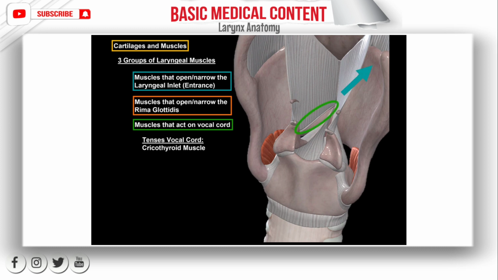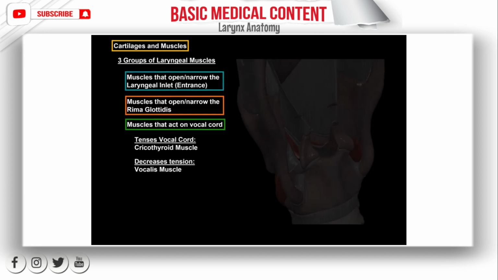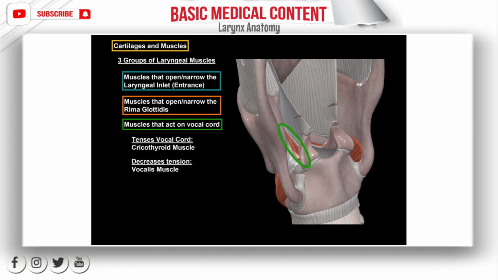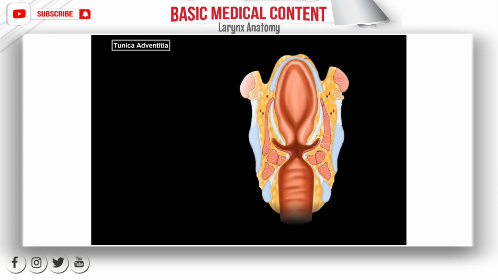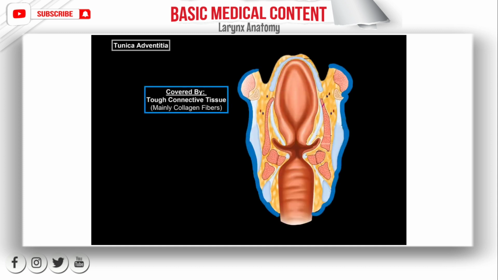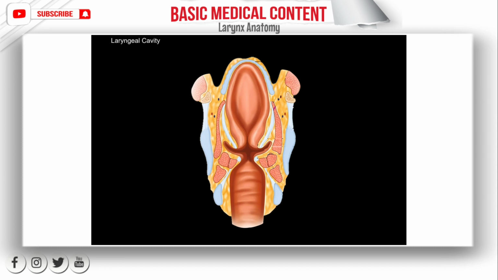The other muscles decrease the tension of the vocal cords, such as the vocalis muscle, situated right next to the vocal cords, as you see here. And when they contract, they pull the arytenoid cartilage forward to decrease the tension of the vocal cord. Lastly, we have the tunica adventitia. So here's the larynx. Tunica adventitia is a covering around the larynx, which is a tough connective tissue consisting mainly of dense collagen fibers. So that was the layers of the laryngeal wall.